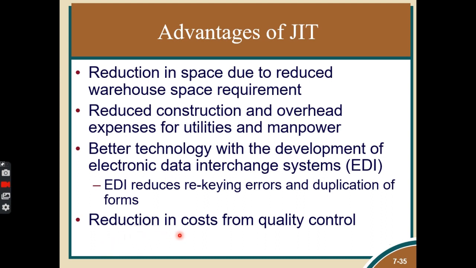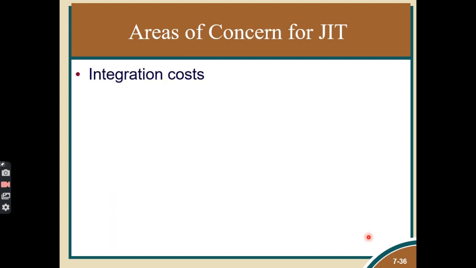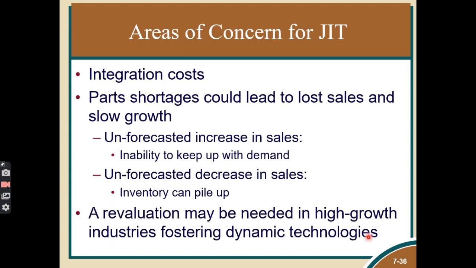And there is a reduction in cost from quality control. In theory, again, it simply means that under a JIT system there is higher quality control. And of course, there will be elimination of waste because we are only producing what we need to sell. So what are the areas of concern, however, under just-in-time? First is integration cost, because there will be a cost related to integrating your suppliers with your operations and your operations with the customer.